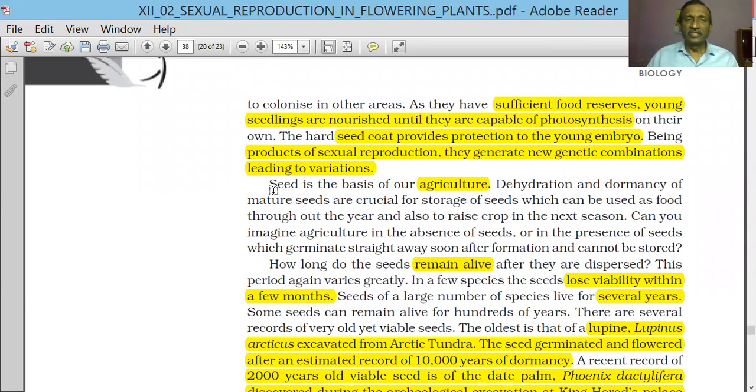Okay, so further next we'll study in the next class. That is the seed is the basis of our agriculture. Yahan se hum aage padhenge.